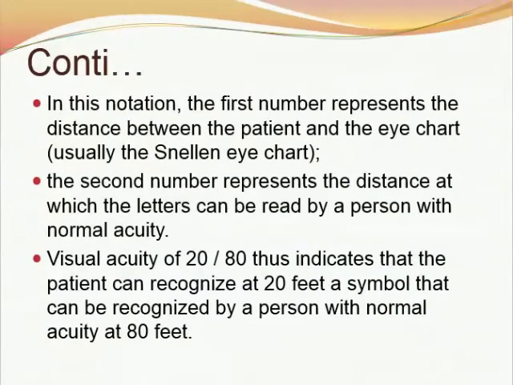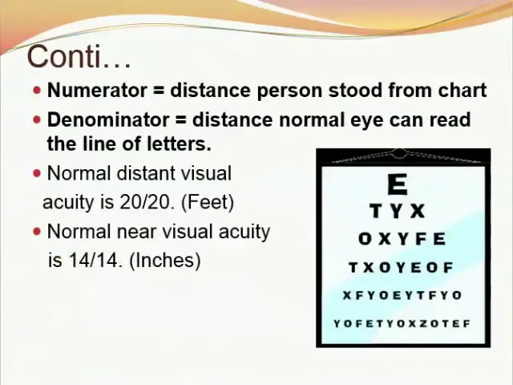We will say that visual acuity of 20 by 80 indicates that the patient can recognize at 20 feet a symbol that can be recognized by a person with normal acuity at 80 feet. Numerator stands for the distance a person stood from the chart, and denominator is the distance at which a normal eye can read the lines of the letters. Visual acuity is assessed by comparing both the numerator and denominator.